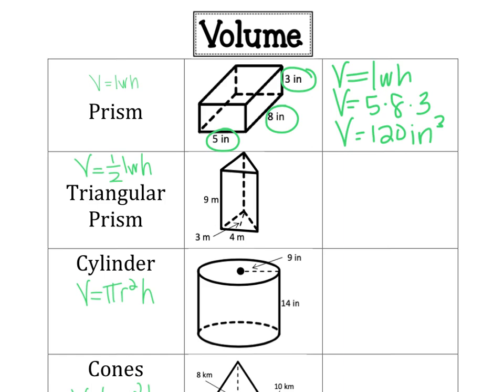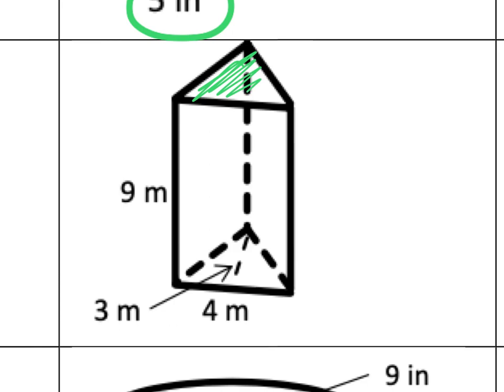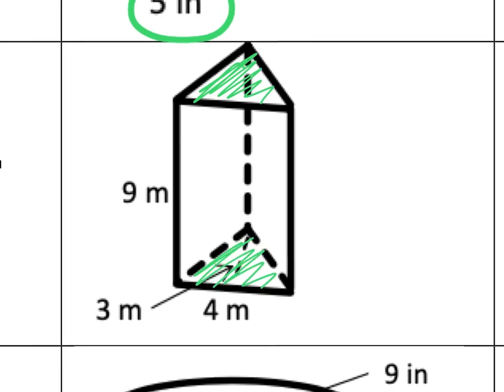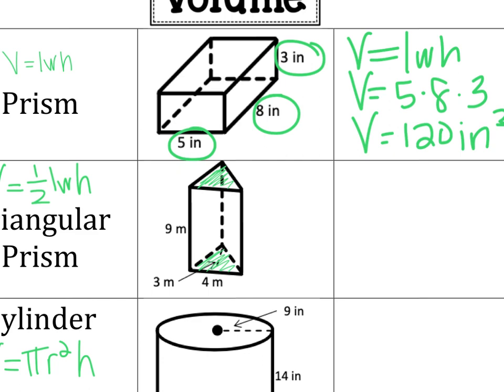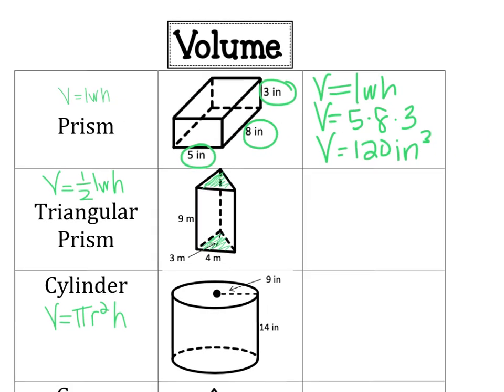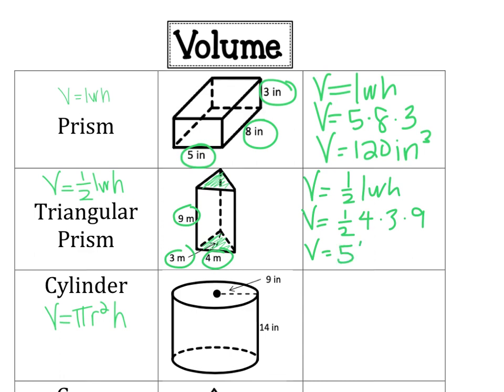Okay? The triangular prism has a 1/2 in front of it because the bases, the top and the bottom of a prism, are no longer a rectangle or a square, they're a triangle. And two triangles make up a rectangle or a square. So we're going to use 1/2 LWH. So we're going to use 1/2, and then we're going to multiply 4 times 3 times 9. Okay, so you're going to put that in your calculator, and it should give you 54 meters cubed.